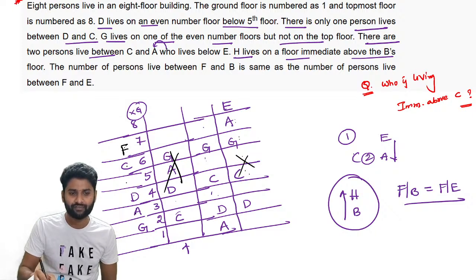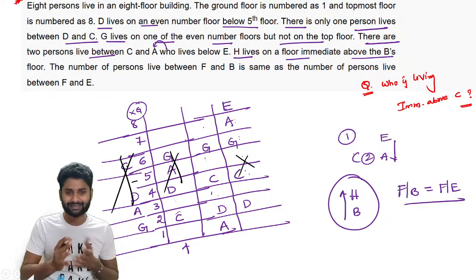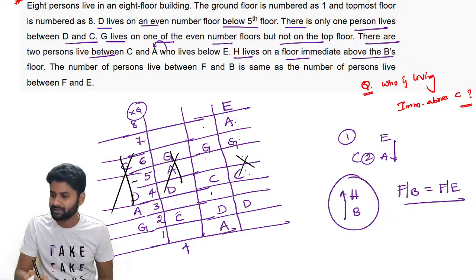Let us go for F. Let us take B here. Number of floors between F and B is 1, and number of floors between F and E is also not possible. Let us take the F here. Number of floors between F and B and between F and E is also not possible, guys. So if you go through this information, you are unable to arrange the remaining data. So you have to focus on this possibility.